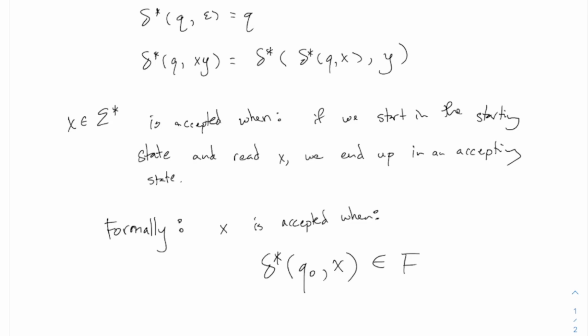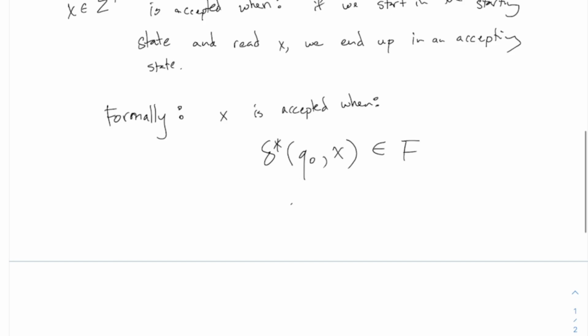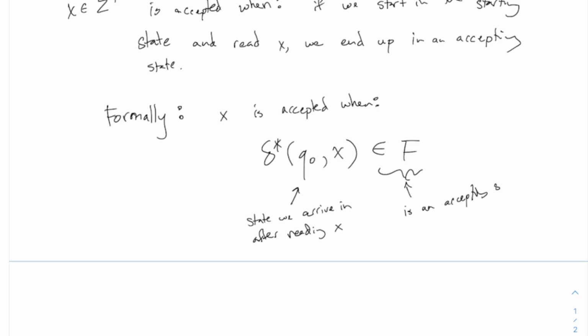So what I'm saying is, this is the state we arrive in after reading X. Starting in the starting state and you read X, that's what the left side represents. And then it says that this, in ordinary language, is an accepting state. F is the set of all accepting states, and we're saying that thing is one of those accepting states.